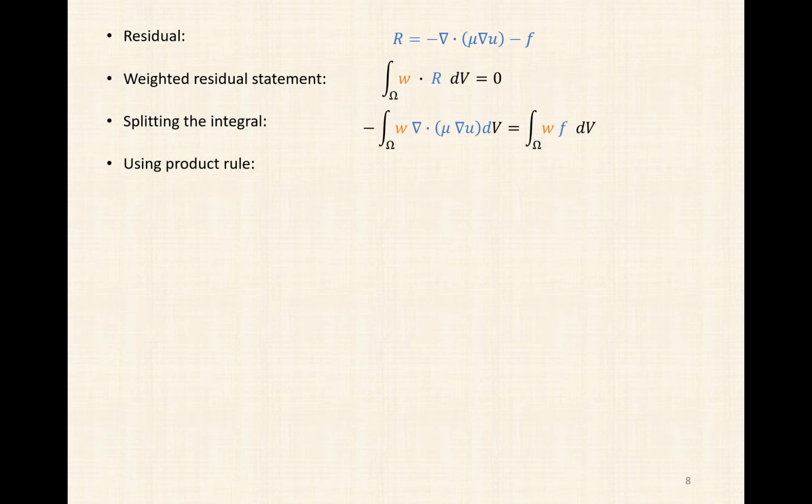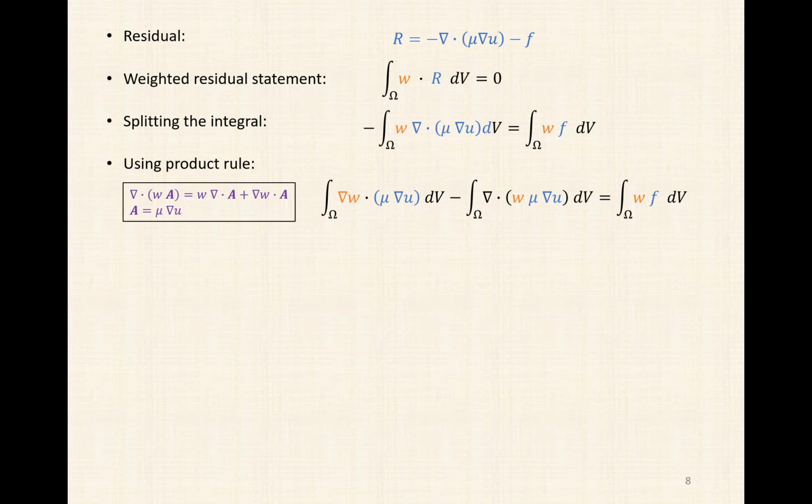And then we use the product rule again to split this integral on the left hand side into two terms, where one term is the boundary term. This way we apply the boundary conditions. Now here in the product rule, we need a product rule where one component of the product is a vector. Here a is a vector, w is a scalar, w is our test function, and a is our mu del u.